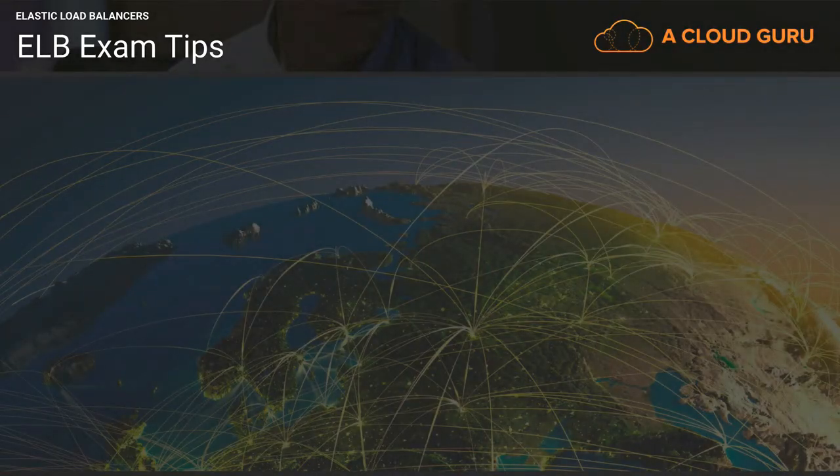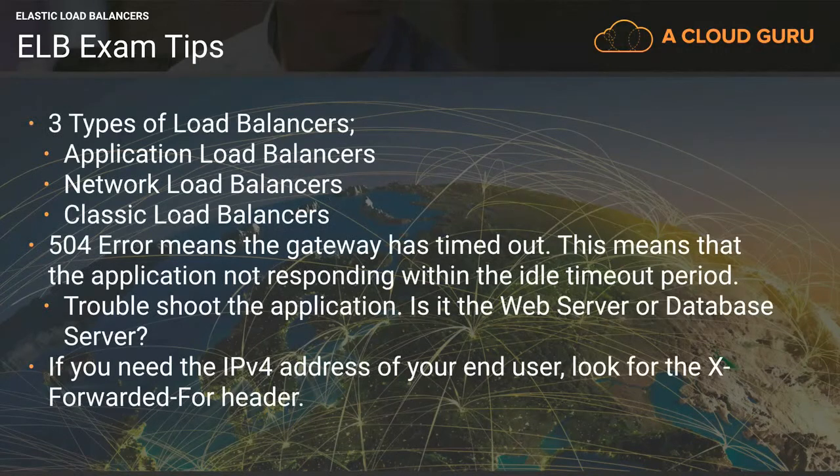Okay, so what are my exam tips? Well, when it comes to load balancers, remember there's 3 different types of load balancers. We have our application load balancers. They operate at layer 7. Our network load balancers, which is where you want super fast performance at layer 4. And our classic load balancers, sometimes referred to as elastic load balancers. They still do feature in the Solutions Architect Associate exam, so you will see questions on them. And they mostly operate at layer 4, but they can do some layer 7 routing, but they're nowhere near as intelligent as our application load balancers.